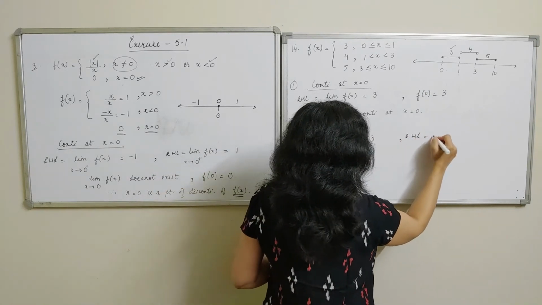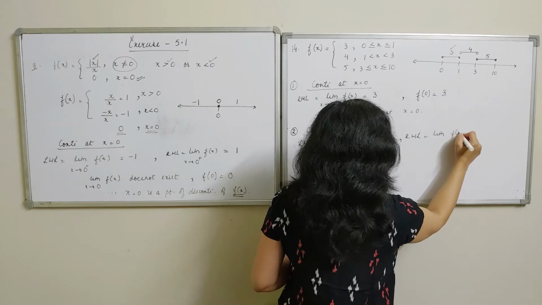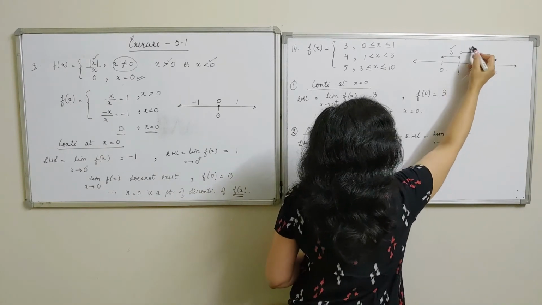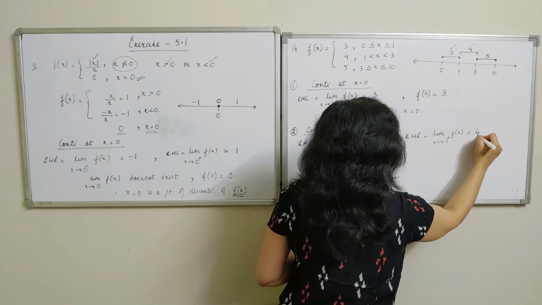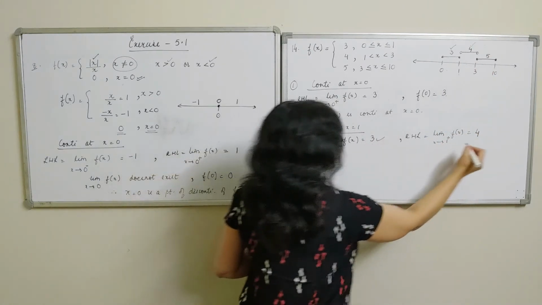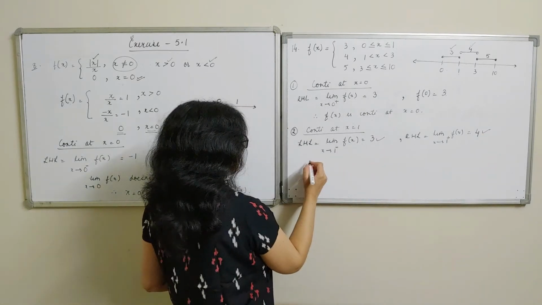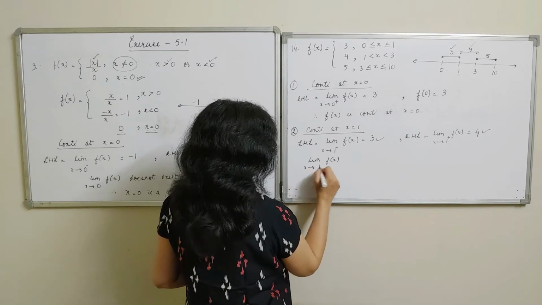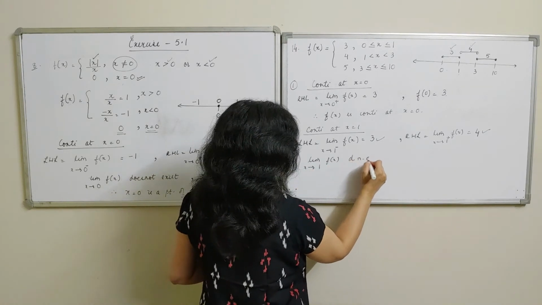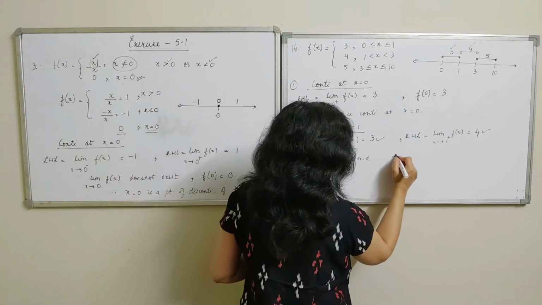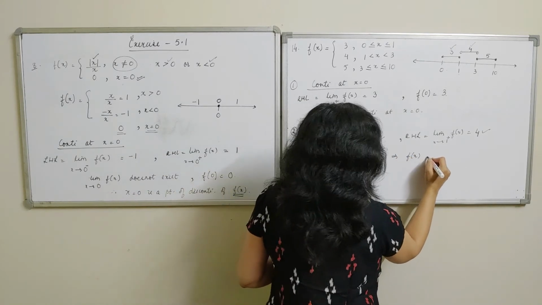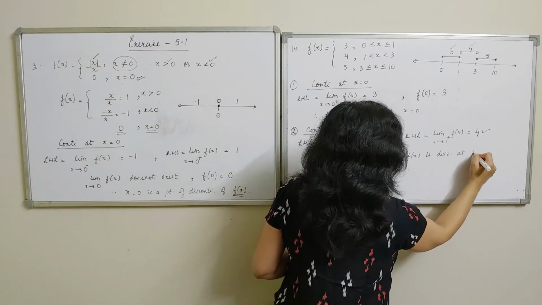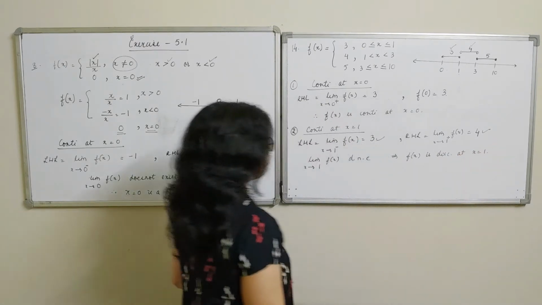Likewise, the right hand limit of the function when x tends to 1 plus, greater than 1, function is a constant and its value is 4. Left hand limit is 3, right hand limit is 4, so that means the limit of the function when x tends to 1 does not exist. Limit does not exist, this clearly indicates that the function f(x) is discontinuous at the point x is equal to 1.